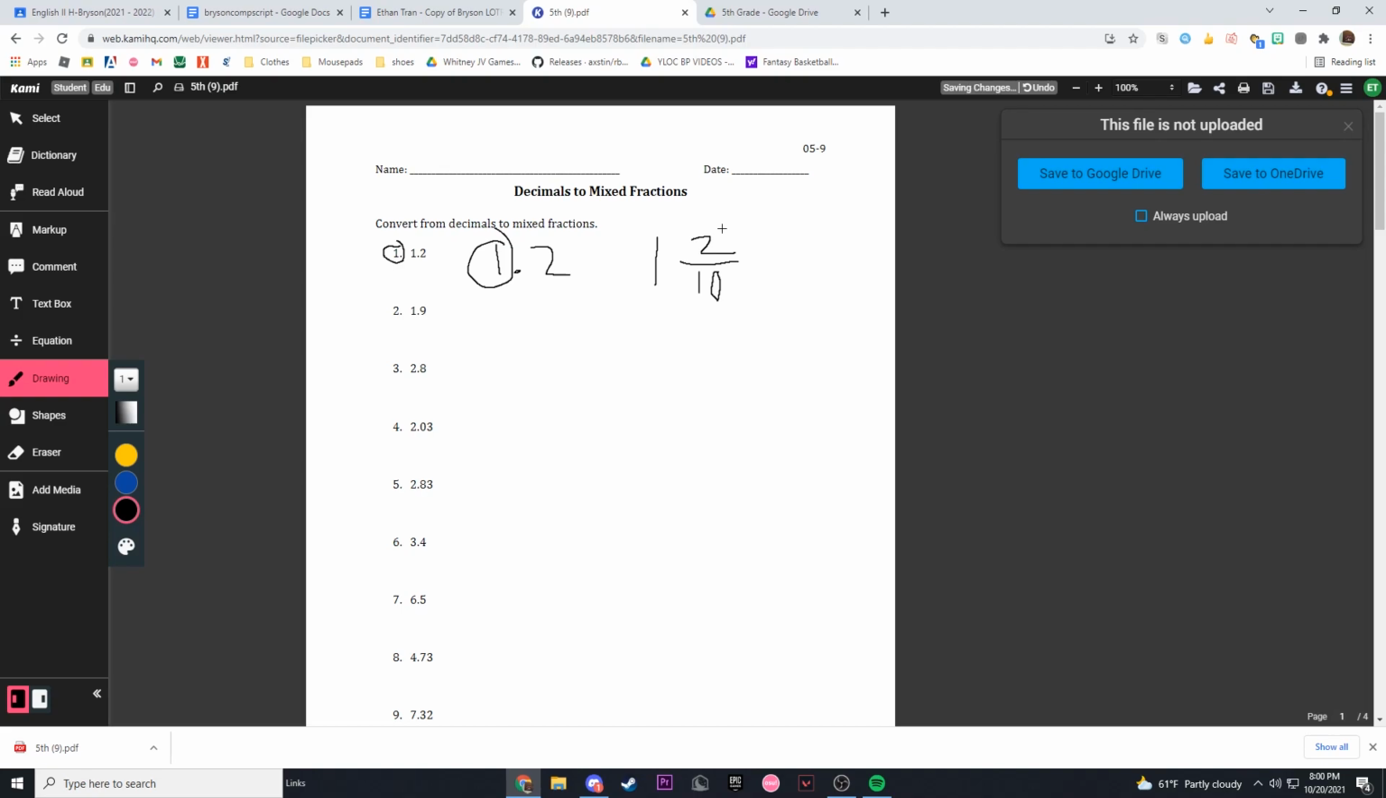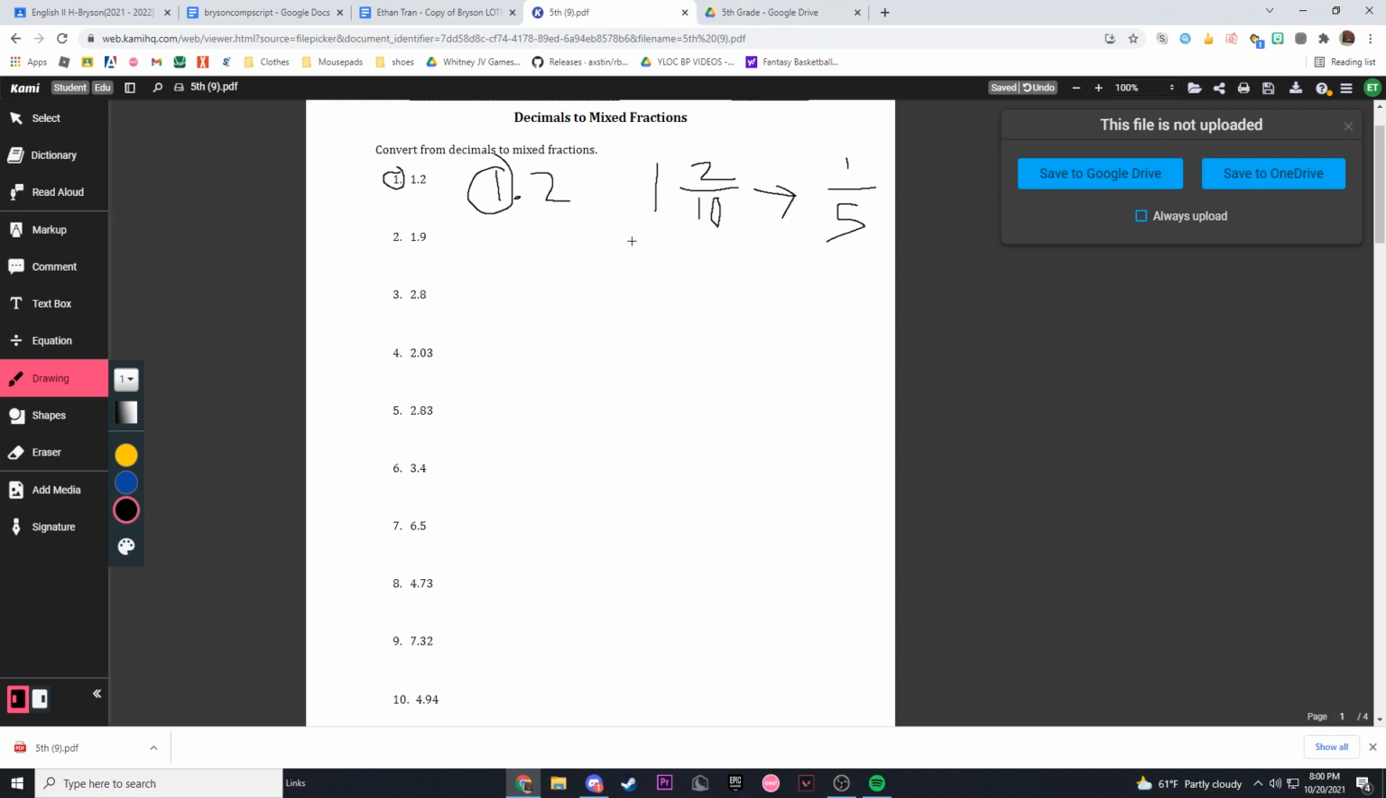So now we see if we can simplify this fraction, and we actually can convert 2 out of 10 into 1 out of 5. So for number 1, our answer will be 1 and 1/5.